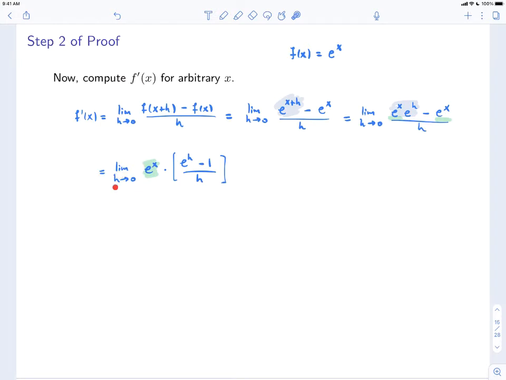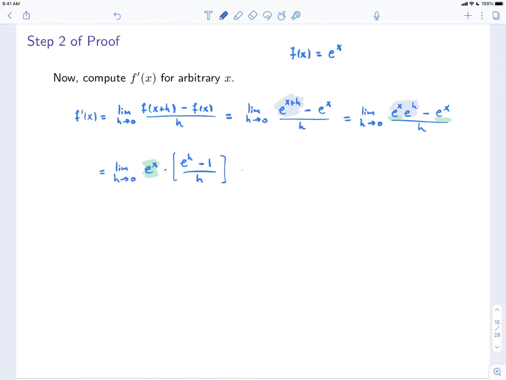This limit, as h goes to 0, affects things that have h in them. Here's an h, here's an h. There's no h here. This e to the x term is constant with respect to this limit. The limit is asking what's happening as h goes to 0, but that doesn't change e to the x. E to the x is just sitting here unchanged. So we can take it outside of the limit.